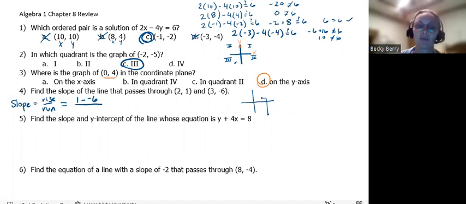Run is the back and forth, and those are our x values. So I need to start with the same one I started with. I started with the 1, so I need to start with this x value, the 2, and I'm going to subtract this x value, which is 3.